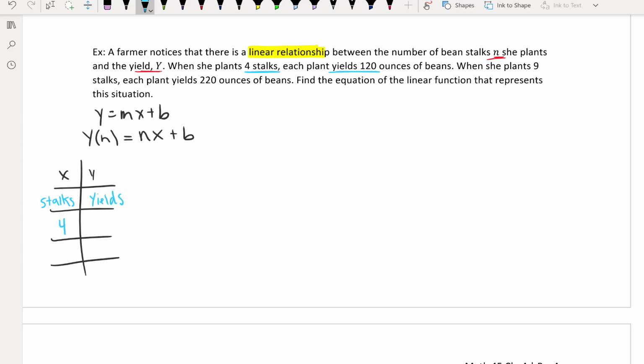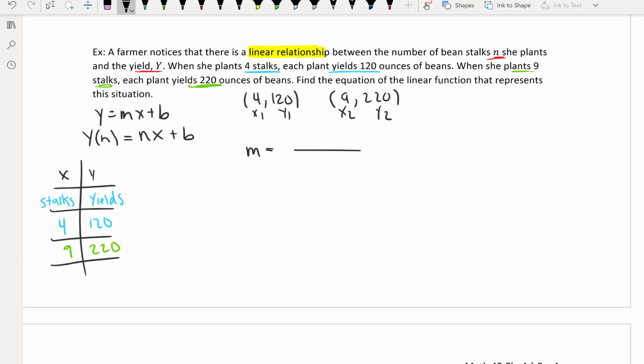So 4 stalks yields 120 ounces. The next one is she plants 9 stalks, so that's 9, and it yields 220. So now that I have 4 and 120 as my x1, y1, and I have 9, 220 as my x2 and my y2. So my slope formula, which is y2 minus y1 over x2 minus x1, I'm going to rewrite it.